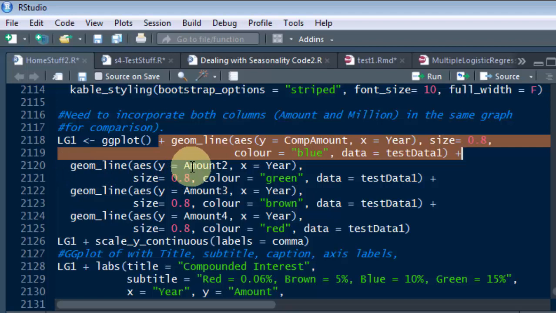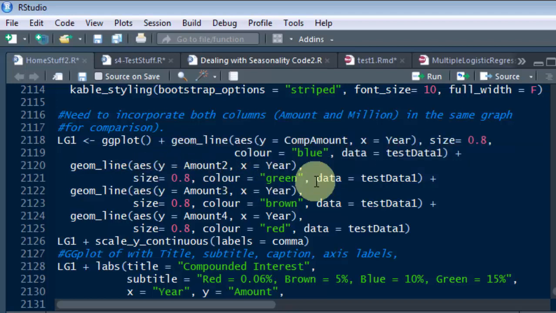And I've got year. And then I've got the same thing, except that I want the color to be a different color. So I got blue, I got green. Next one I have plus geom line amount 3 for X, color of brown. And the last one I've got geom line amount 4, and the color is red. So I've got all 4 of those in there.